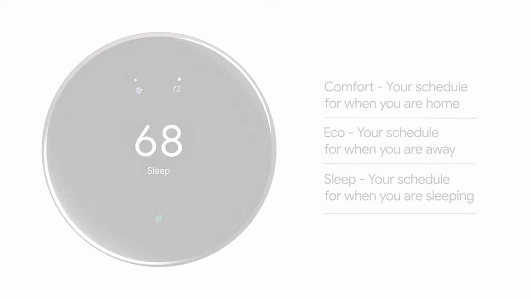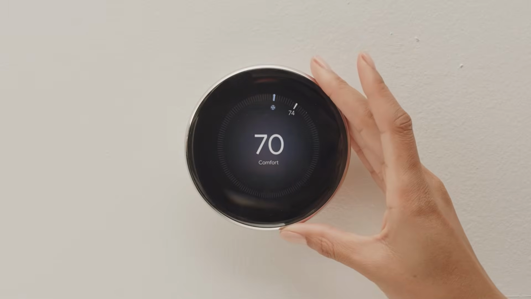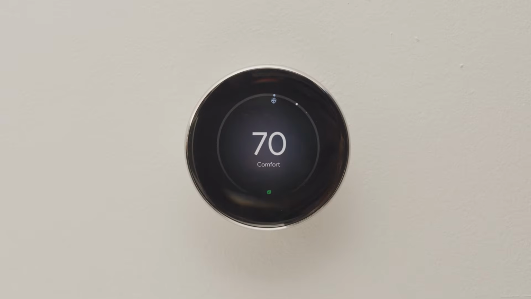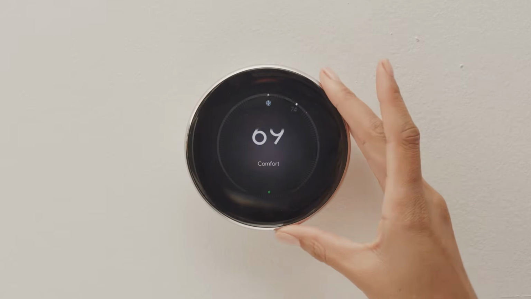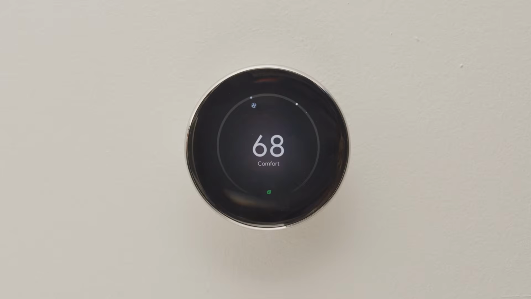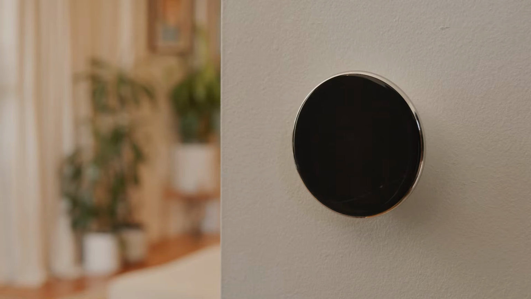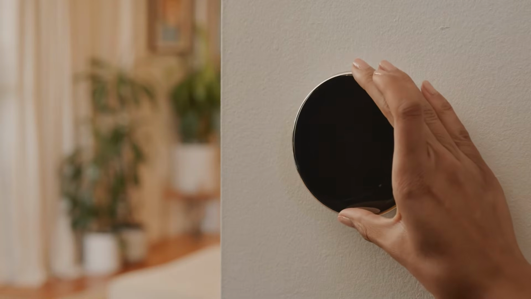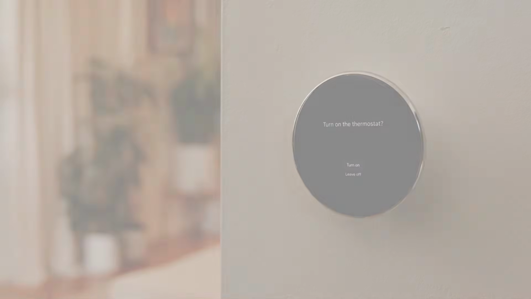To increase the target temperature, turn the ring clockwise. To lower the target temperature, turn the ring counterclockwise. If your thermostat isn't on, you'll be prompted to turn it on when you turn the ring.